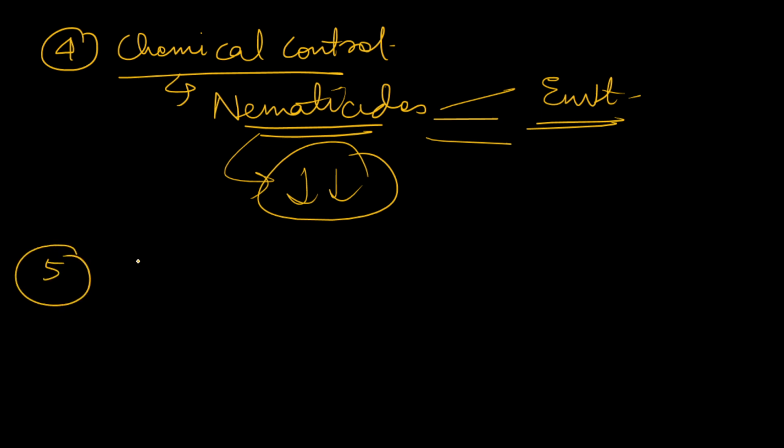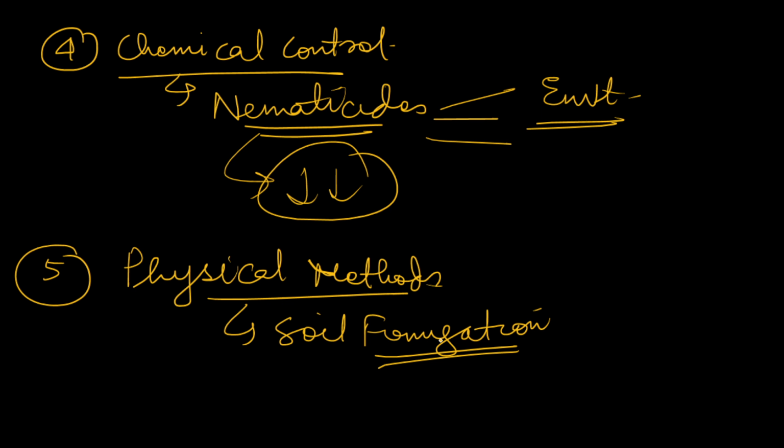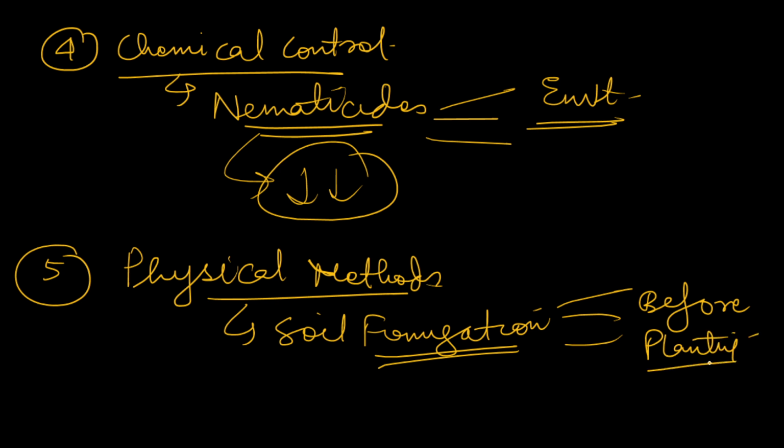Secondly, there are certain physical methods also which can be used for controlling of nematodes, such as soil fumigation. So you should apply those fumigants which can kill the nematodes before planting. This soil fumigation is done before planting. What it does, it kills the nematodes present in soil, and after that we will plant, so that there is no problem of any kind of nematode infestation.